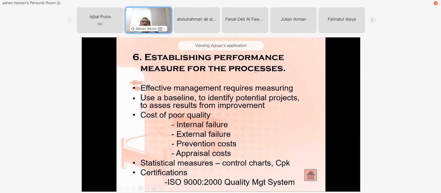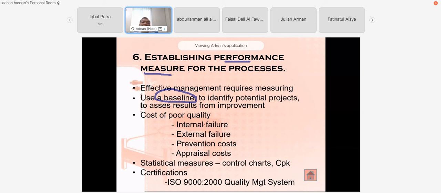Establish performance measures for the process. So when we implement TQM, we need to have performance measures. We need to be able to measure. If we are not able to measure, we do not know how good our system is. So we need to have a baseline as our reference, the baseline of what is considered good quality, the minimum level of expectation for us to achieve the minimum level of quality.